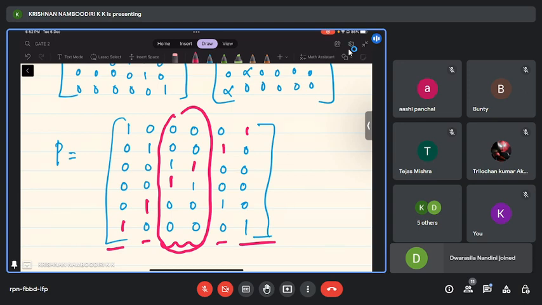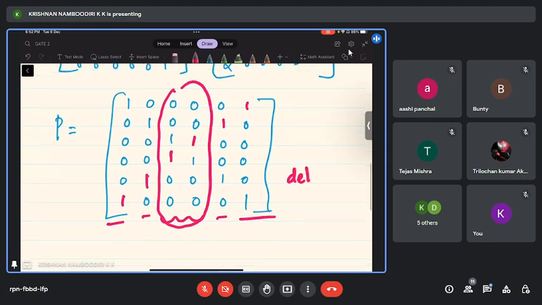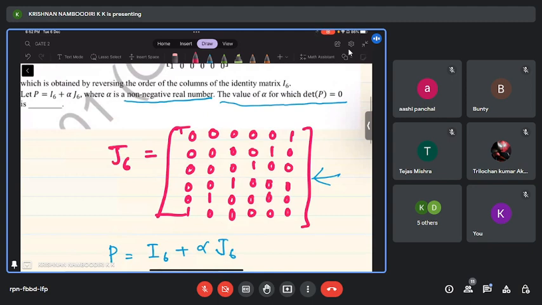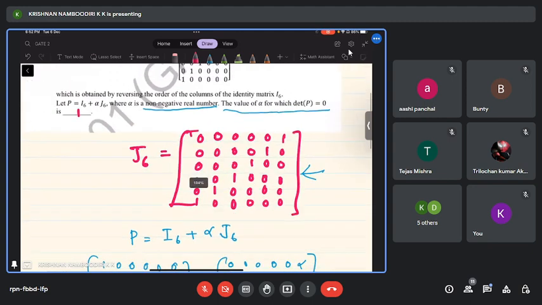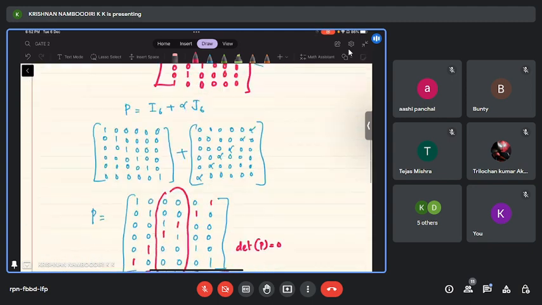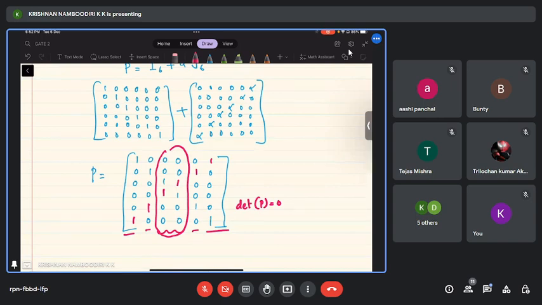There is some linear dependence. That means the matrix is not full rank. Correct? That means determinant of P equal to 0. At least one eigenvalue is 0. So determinant of P equal to 0 for alpha equal to 1. So the answer to the question is alpha equal to 1. Does everybody agree with that? Any questions?